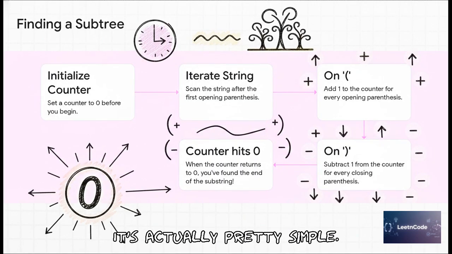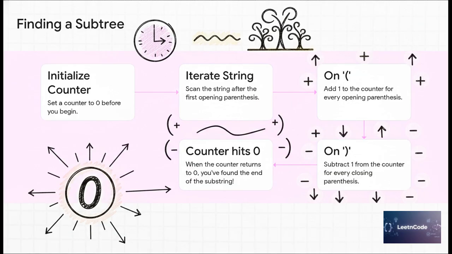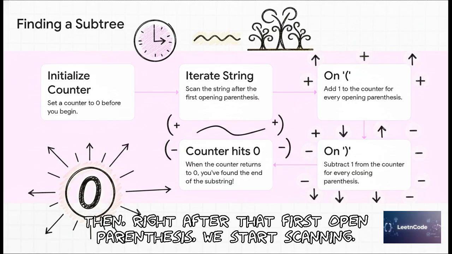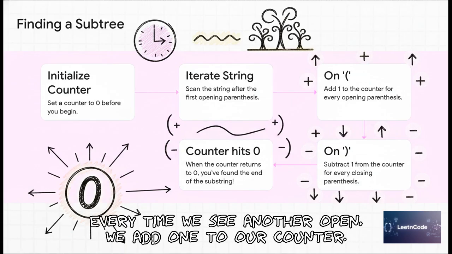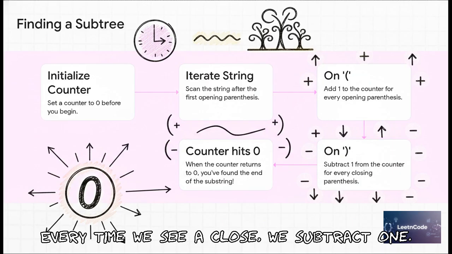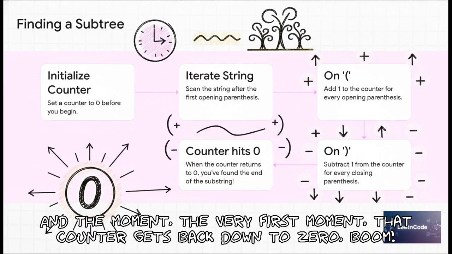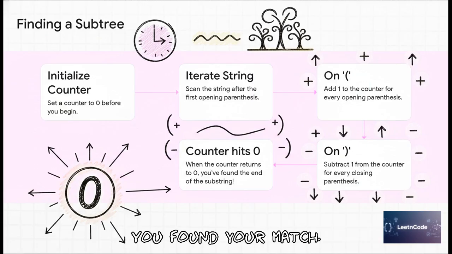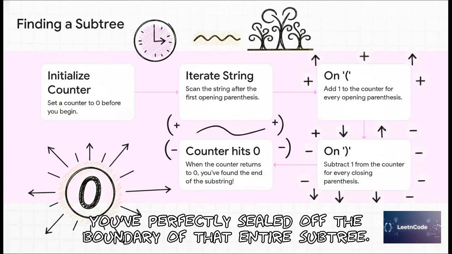And here's how we solve it. It's actually pretty simple. We're just going to use a counter. We start it at 0. Then, right after that first open parenthesis, we start scanning. Every time we see another open, we add 1 to our counter. Every time we see a close, we subtract 1. And the very first moment that counter gets back down to 0, boom, you found your match. You've perfectly sealed off the boundary of that entire subtree.